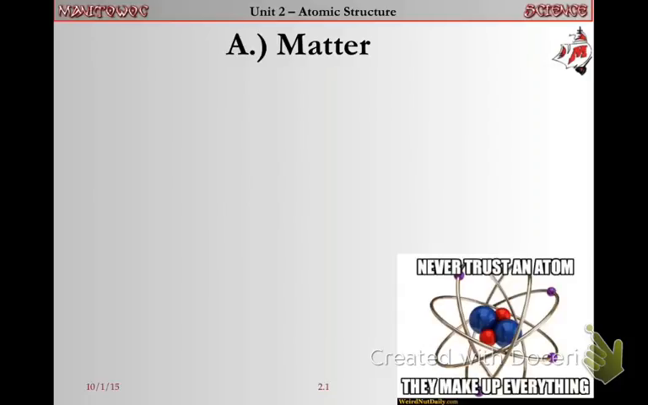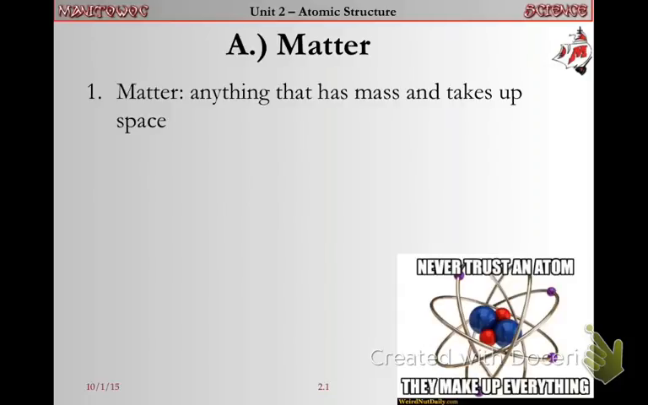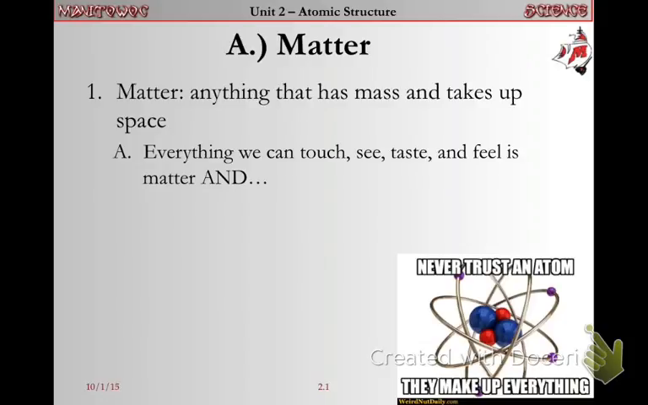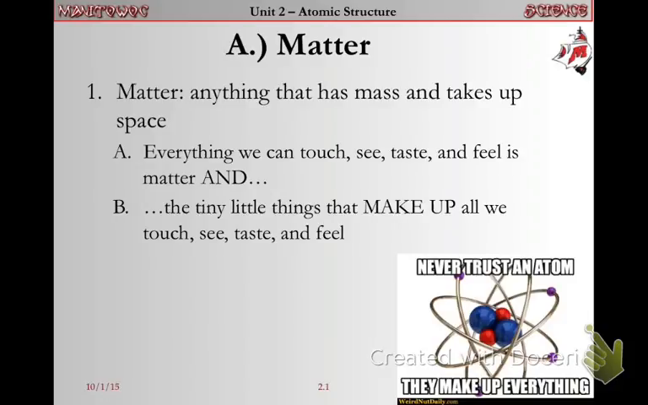Let's start out real broad by going ahead and defining the term matter, which is just anything that has mass and takes up space. The word matter is actually found in the definition of chemistry. The definition of chemistry is the study of matter and the changes that it undergoes. So obviously chemistry is centered around matter itself. So fundamentally it's just really everything we can touch, see, taste, and feel. We call everything in that category matter.